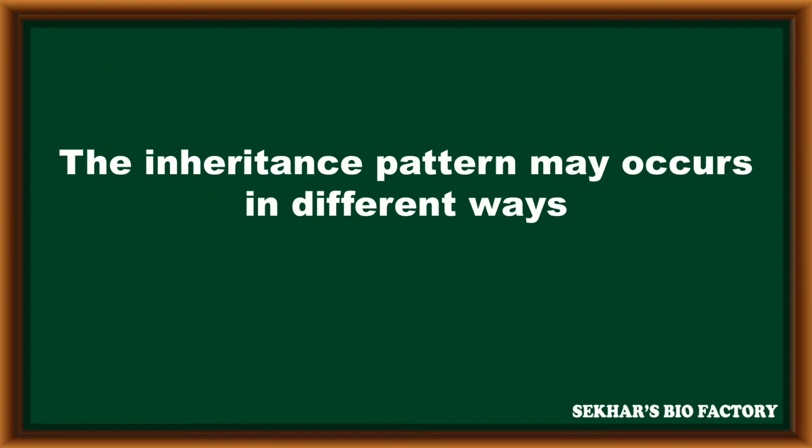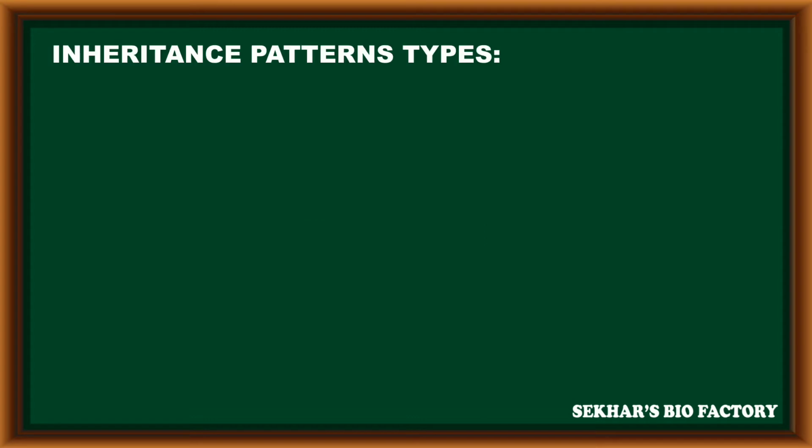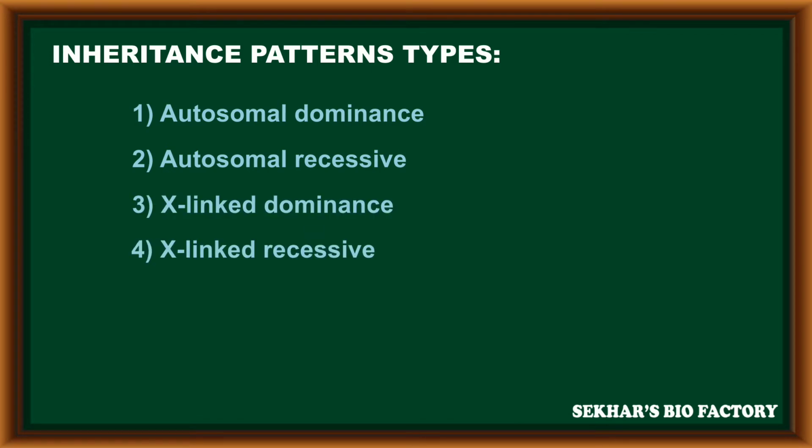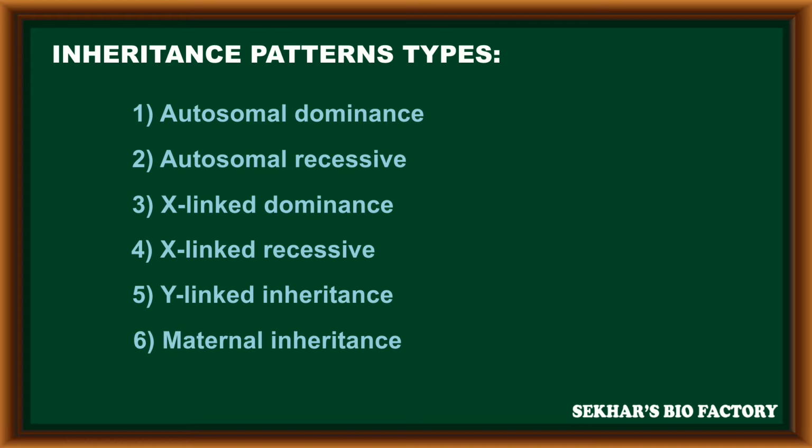The inheritance pattern may occur in different ways. The inheritance pattern types are autosomal dominant, autosomal recessive, X-linked dominant, X-linked recessive, and Y-linked inheritance, along with maternal inheritance.